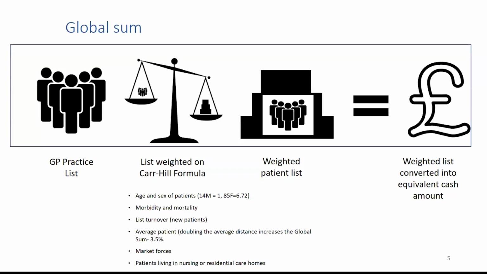And then you have market factors. Running a practice in a big city will cost more than possibly running it in a small village, so there are some factors associated with that. And then the last is really self-explanatory. If you have a practice that looks after lots of nursing home or residential care home patients, then there's some weighting that goes on to that as well. So using this formula essentially produces a weight, and that's then multiplied by the number of patients you actually have registered at your practice.